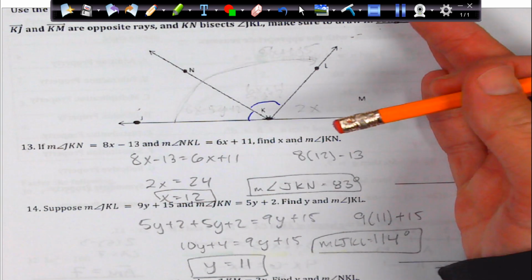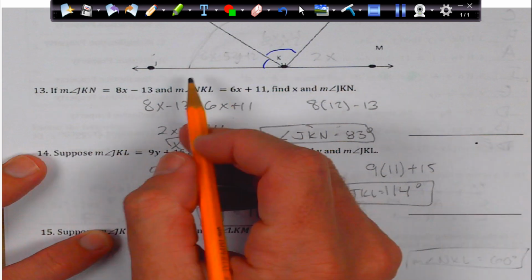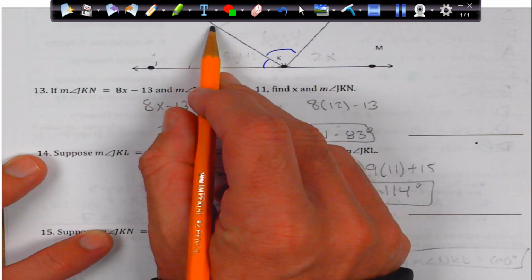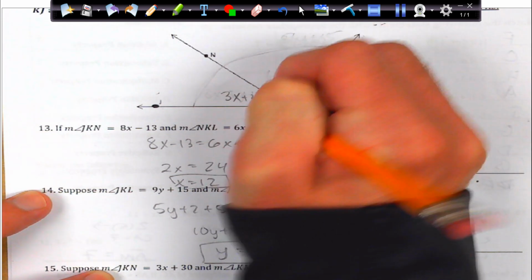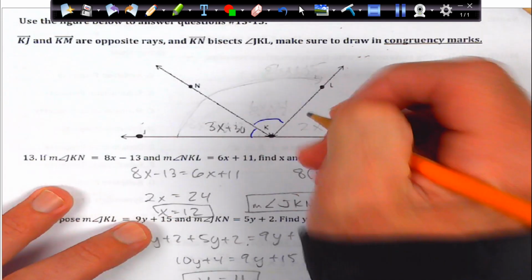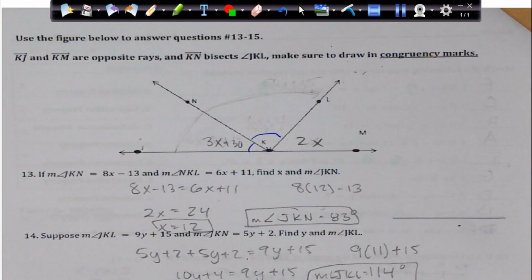15, redo. All right. 15 says JKN, so I messed that up. So JKN is this piece right here. So that's 3x plus 30. And then LKN is the 2x. Okay, we can fix this though, it's not a big deal.